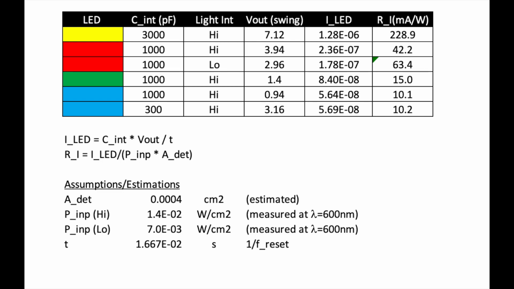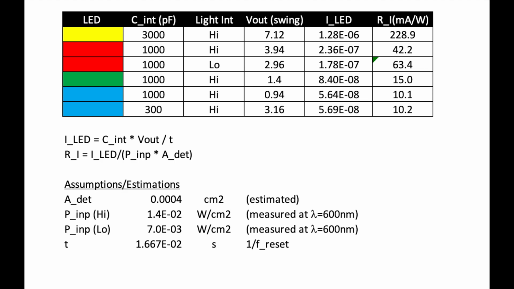So here are the results of my measurements. Before I get into the actual values, let me talk about some of the estimations and assumptions. The first estimation I had to make was the area of the detector, which turned out to be probably the most inaccurate in terms of what I could judge.